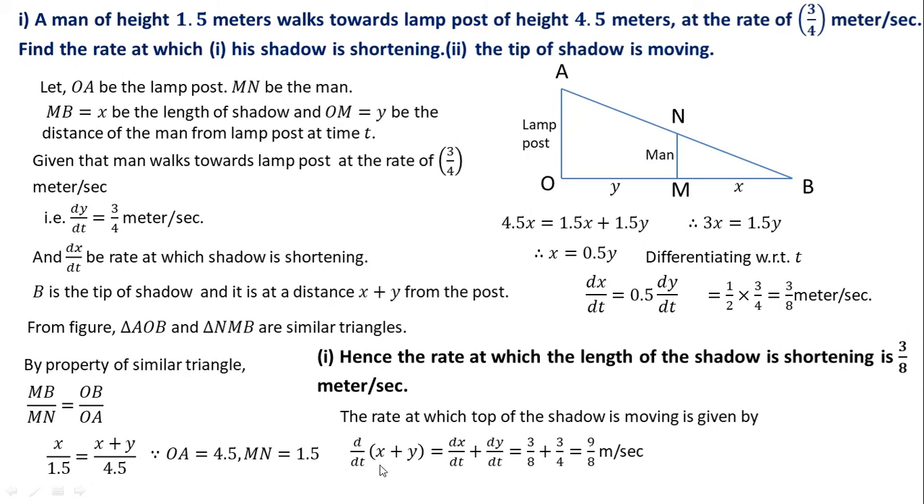See here, d by dt of x plus y, that is equal to dx by dt plus dy by dt, and it is nothing but, dx by dt is already calculated, that is 3 by 8 plus dy by dt is 3 by 4, and by calculation it will be 9 by 8 meter per second. So the derivative of x plus y with respect to t is nothing but the rate at which the tip of the shadow is moving, so it will be 9 by 8 meter per second.